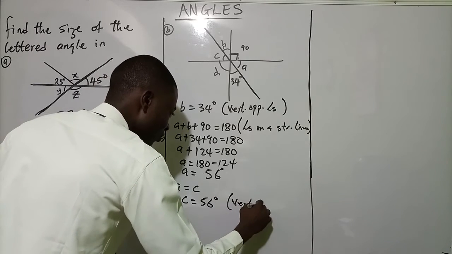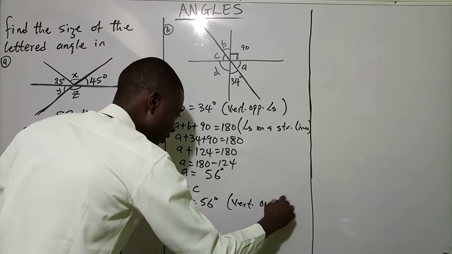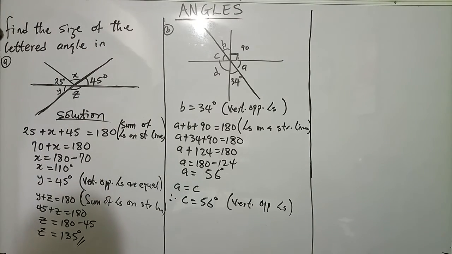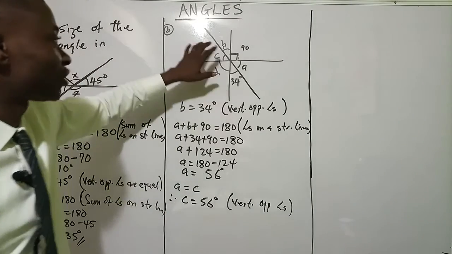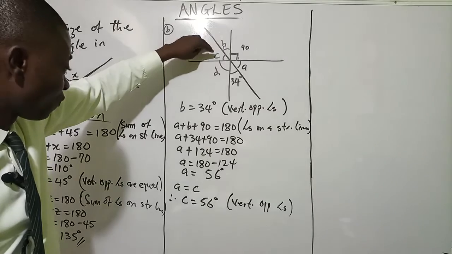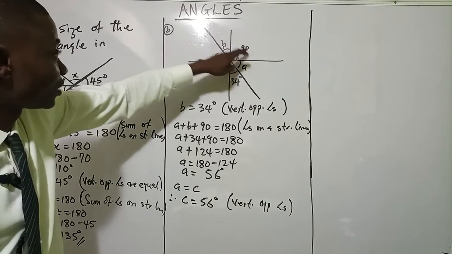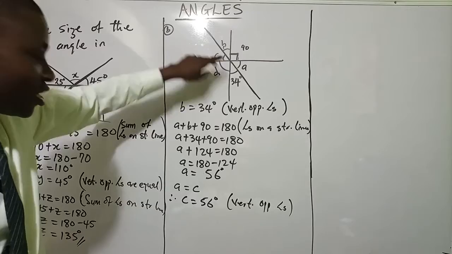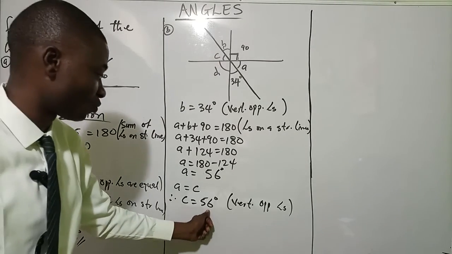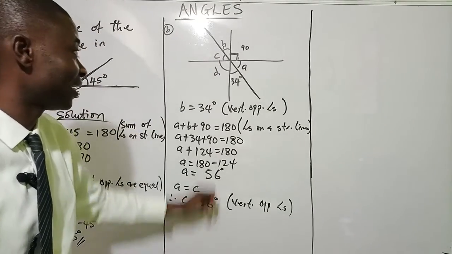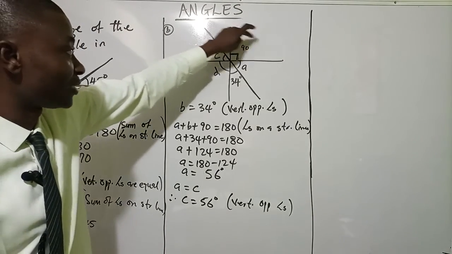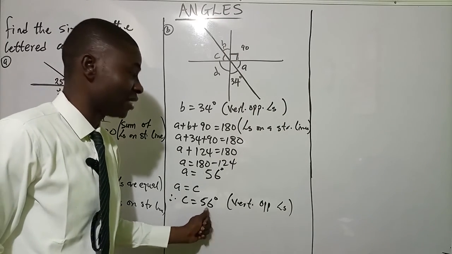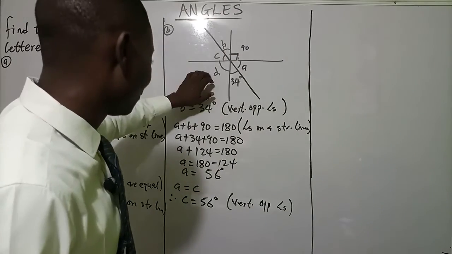Vertically opposite angles are equal. If you like, you can check. Since we know the value of B to be 34 and you know this to be 90, you can use the sum of angles on a straight line to get C. You will find out that you also arrive at this answer. That is by saying C plus B plus 90 equals 180 degrees. You still end up getting this answer. Now we are left with D.